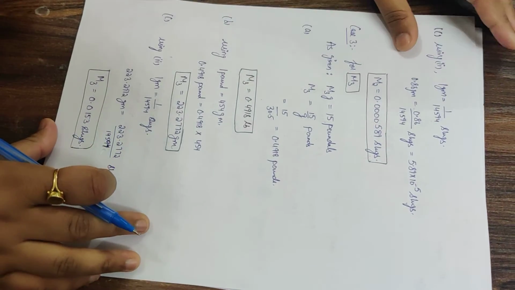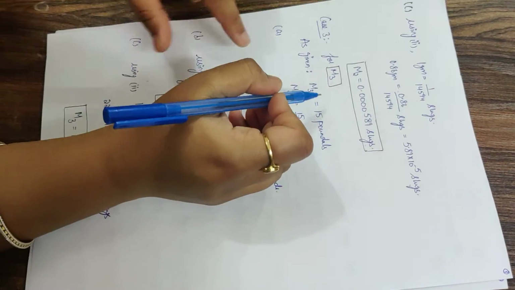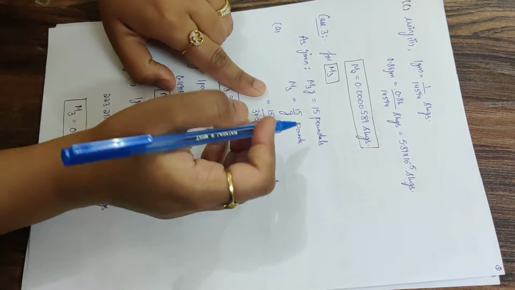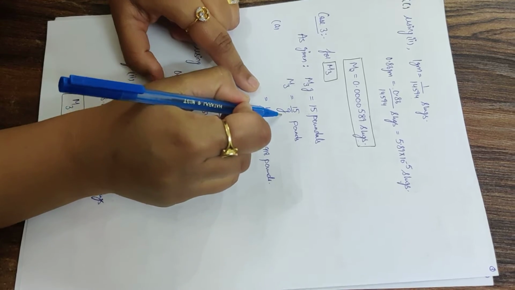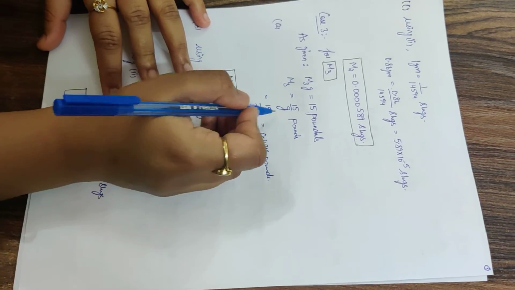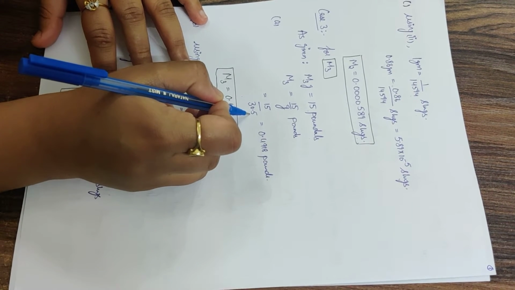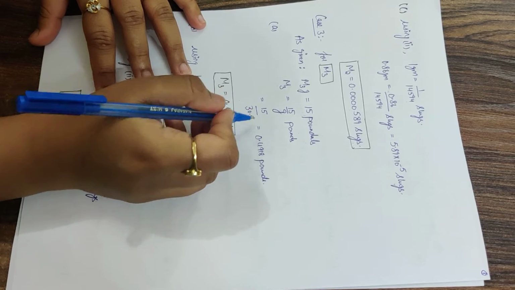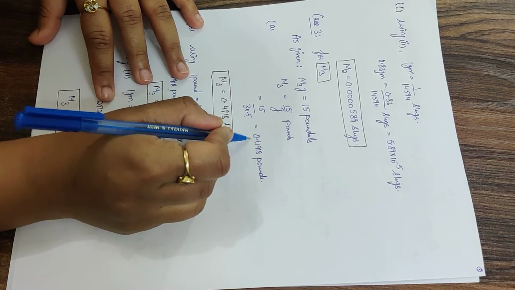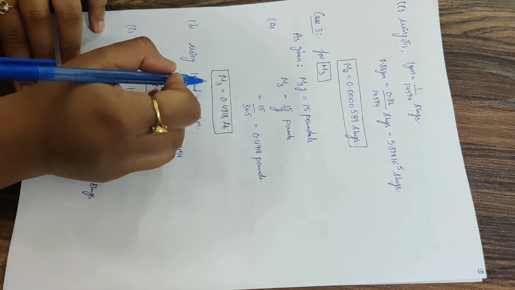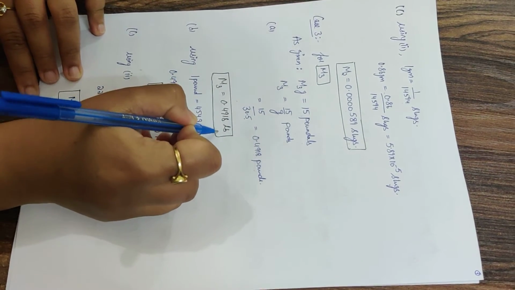Okay, now moving on further, case 3 for m3. As we know, it is given that m3g is equal to 15 poundals. Again, m3 is 15 by g poundals. But g is already given as 30.5 feet per second square. So substituting this value and performing some division, we are getting the value as 0.4918 pounds. So we can get the value of m3 in terms of pounds directly.